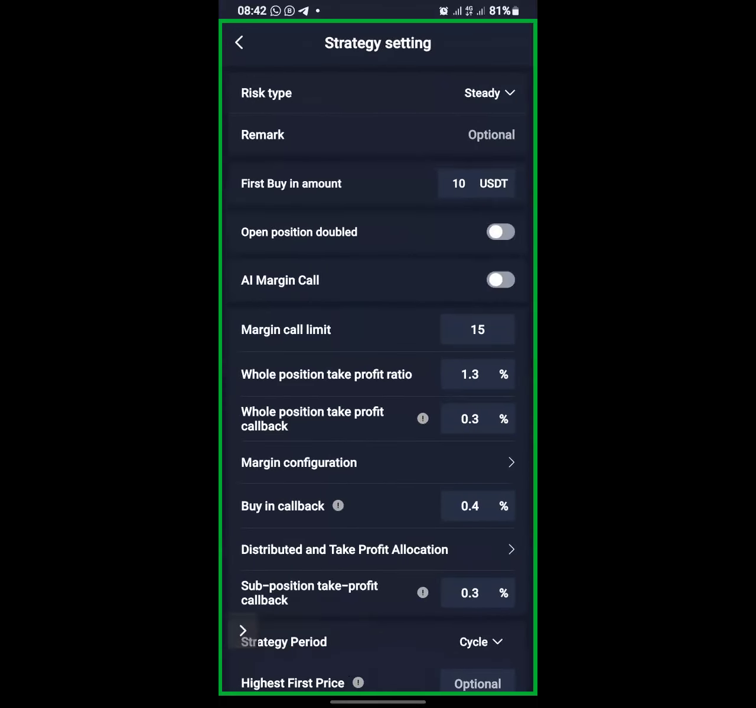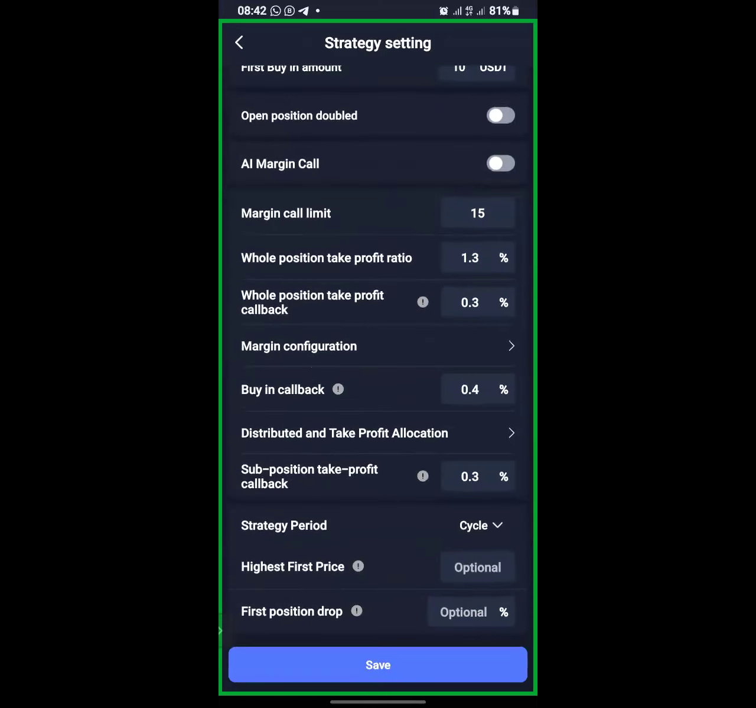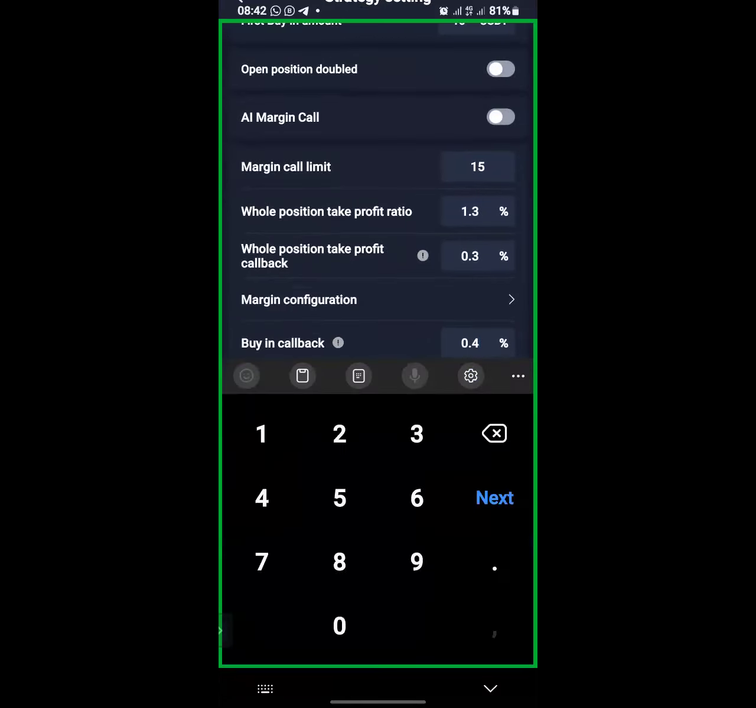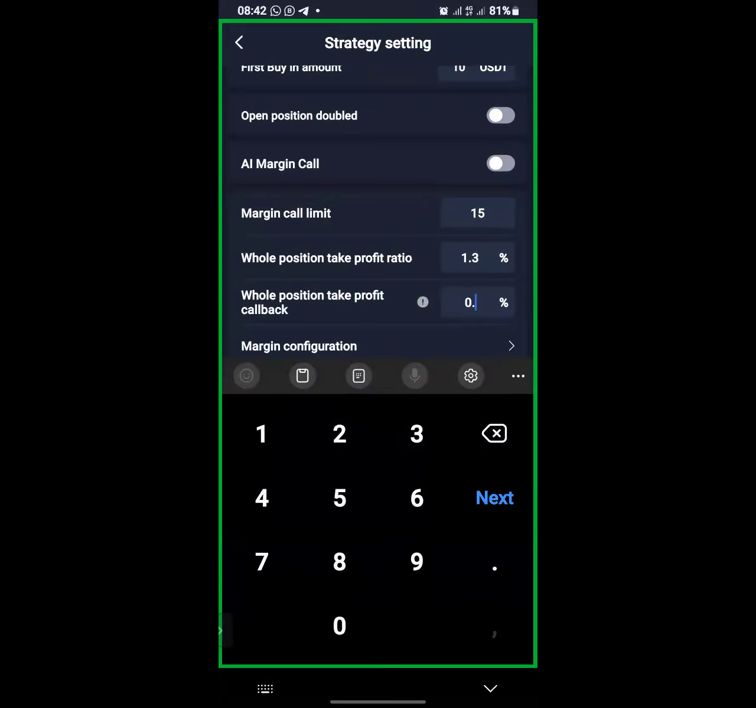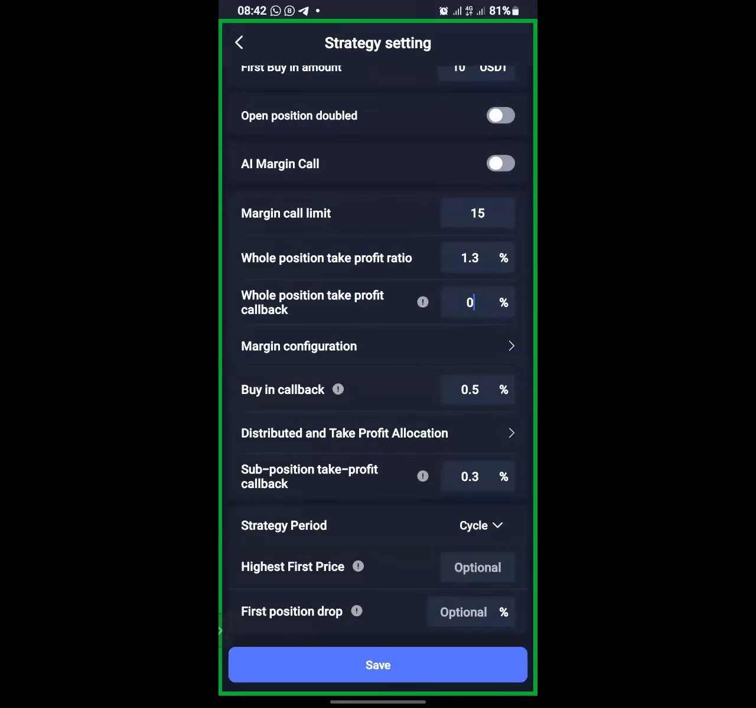So let's proceed. If you're setting it that way, I can simply leave mine on 0.5. I can decide to leave this on 0. I want it to be sold at 1.3 exactly, then it reduces by 0.5 so that it gets a very good buying price.